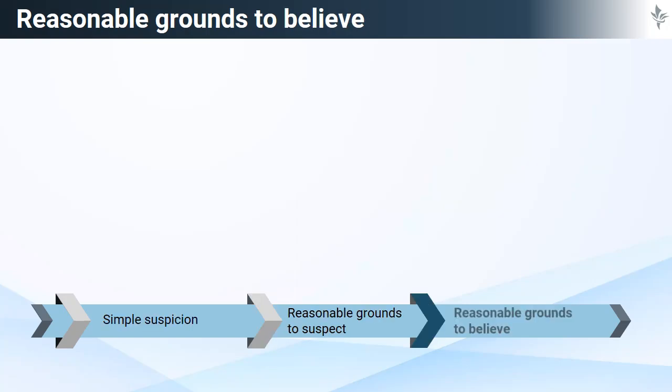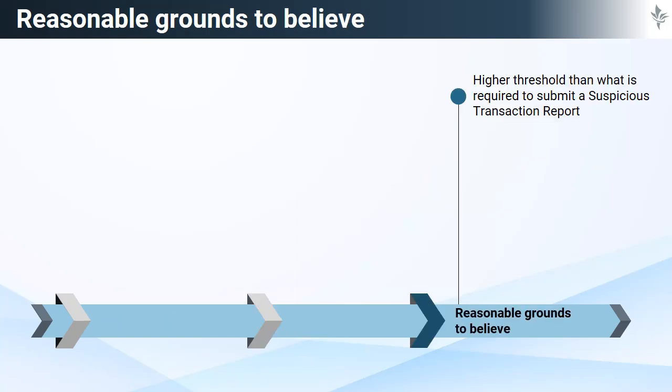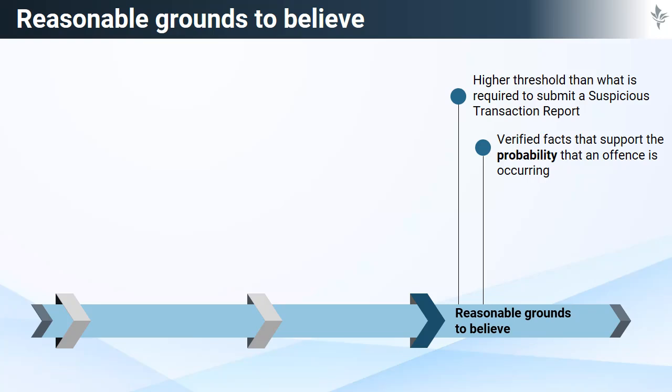Reasonable grounds to believe. This is a higher threshold that is beyond what is required to submit a suspicious transaction report. Reasonable grounds to believe means that you are able to provide verified facts that support the probability that a money laundering or terrorist activity financing offense or an evasion of sanctions is occurring. If you have reached the reasonable grounds to believe threshold, you are required to report that suspicious transaction, as you have already surpassed the level required to submit a report.